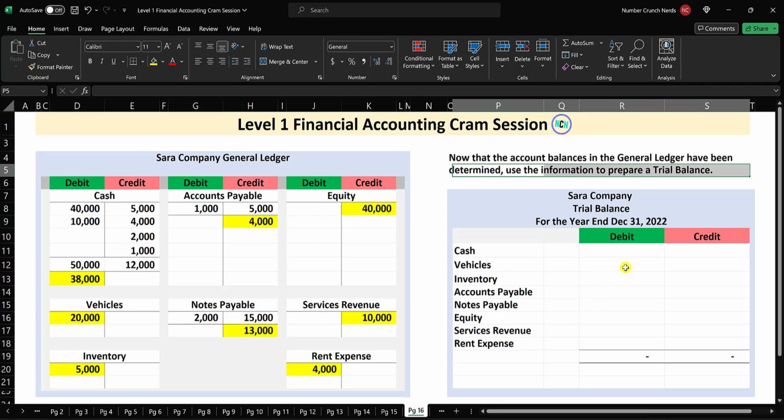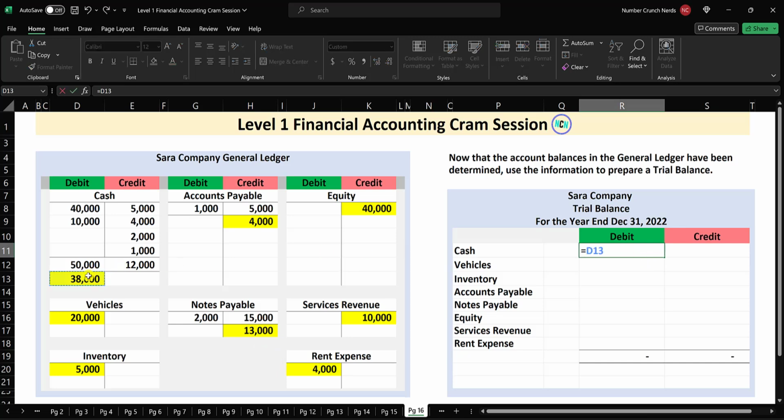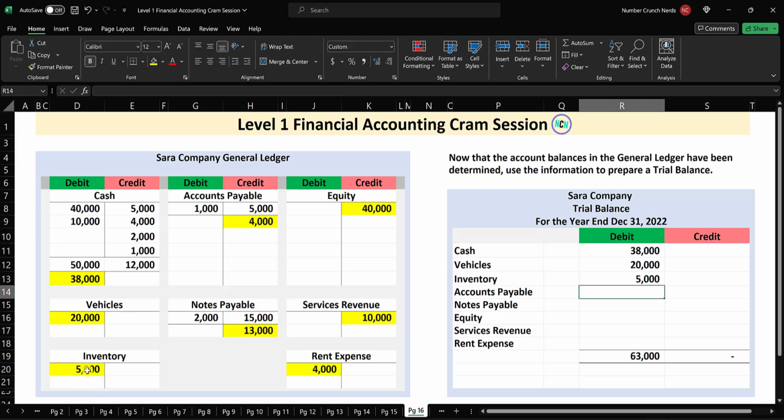What is a trial balance? It is going to take all of these balances right here and put them side by side and check if it actually balances, meaning if debits equal credits. So what I'm going to do is take my balance. There's my cash balance. We know cash has a debit balance. Vehicles has a debit balance. Inventory has a debit balance.